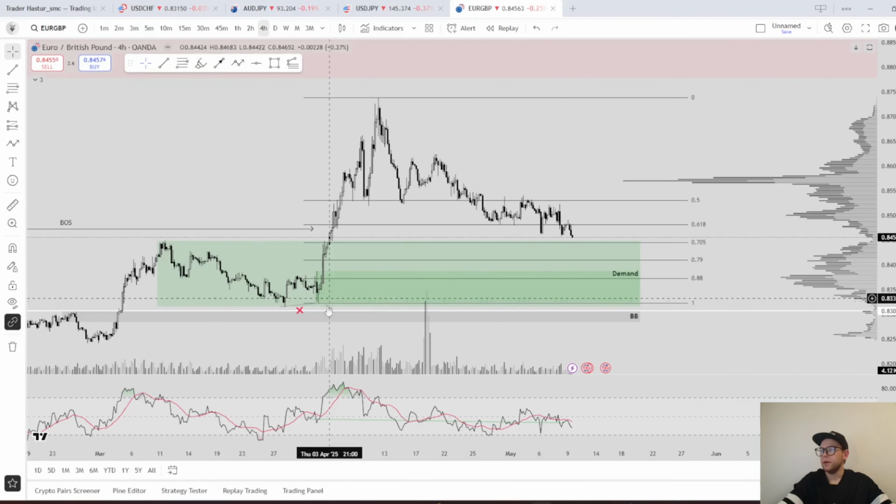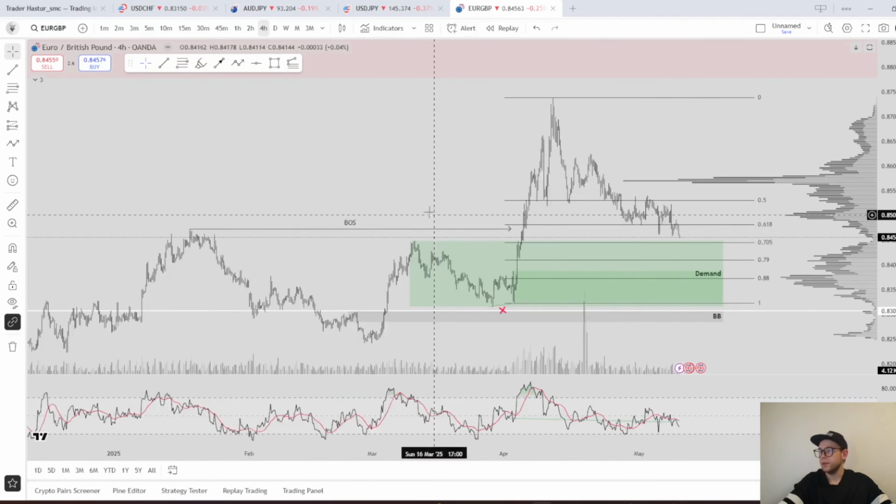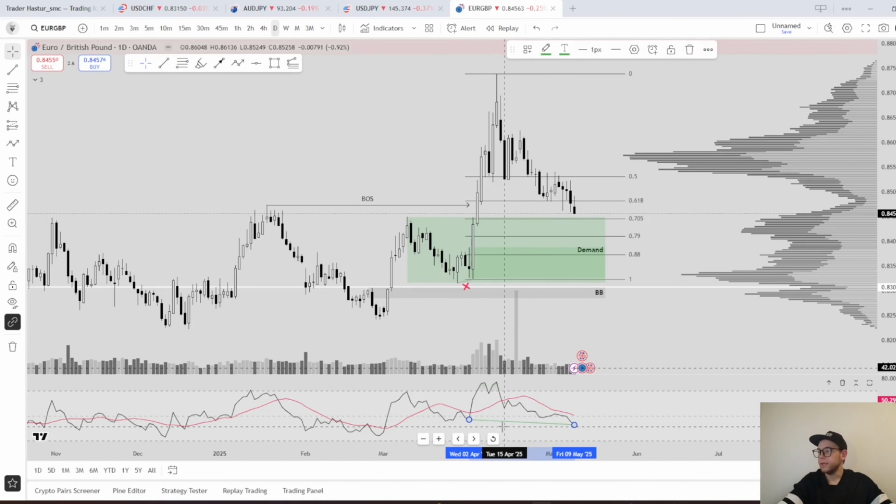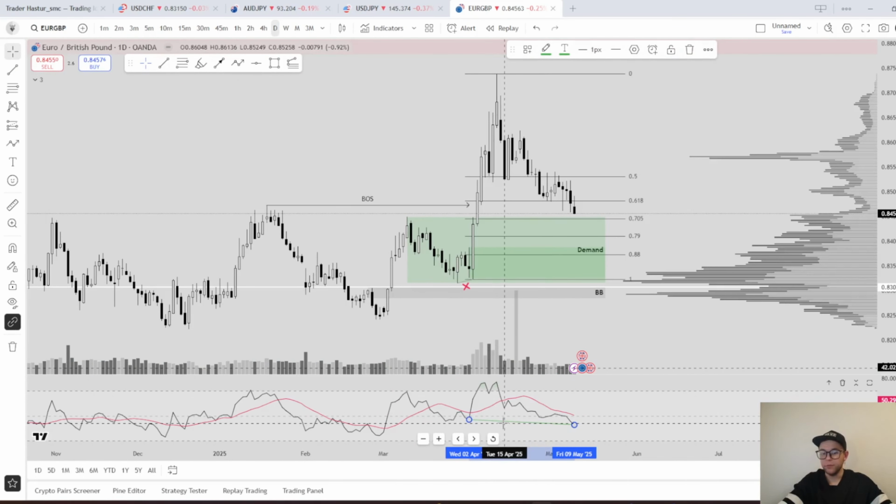I expected after this impulse price came to mitigate our demand zone. We already have hidden convergence, some liquidity.